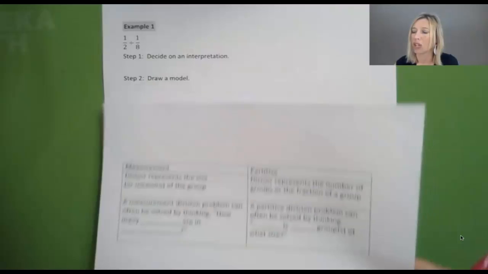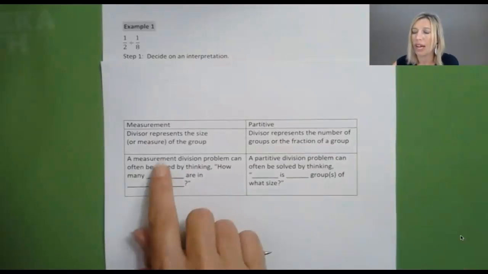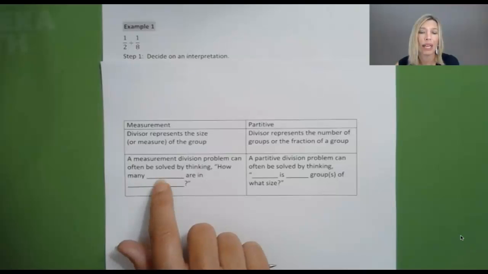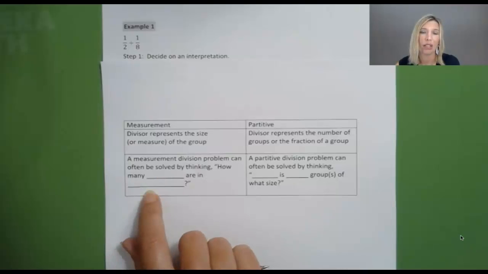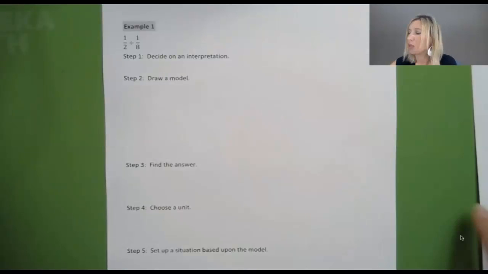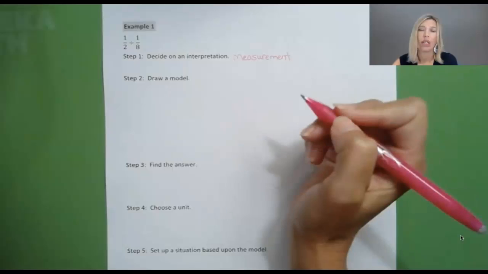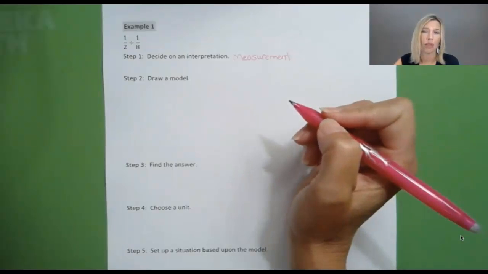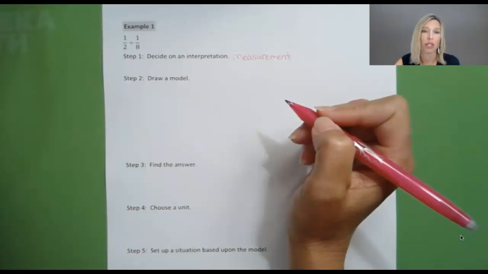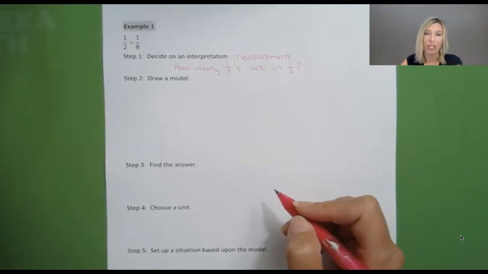I want us to refer back to this little anchor chart here. So in measurement division, our divisor is going to represent the size or the measure of the group. And the question that we're going to be asking ourselves is, how many blank are in blank? So we'll refer back to this little anchor chart to help us through this process. So for now, our interpretation is going to be measurement. And the question that we're going to ask ourselves is, how many 1/8 are in 1/2? I'm going to record that question now.